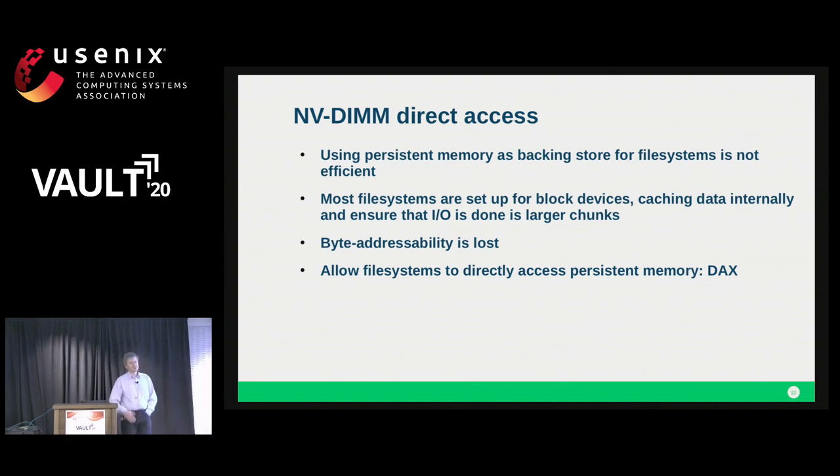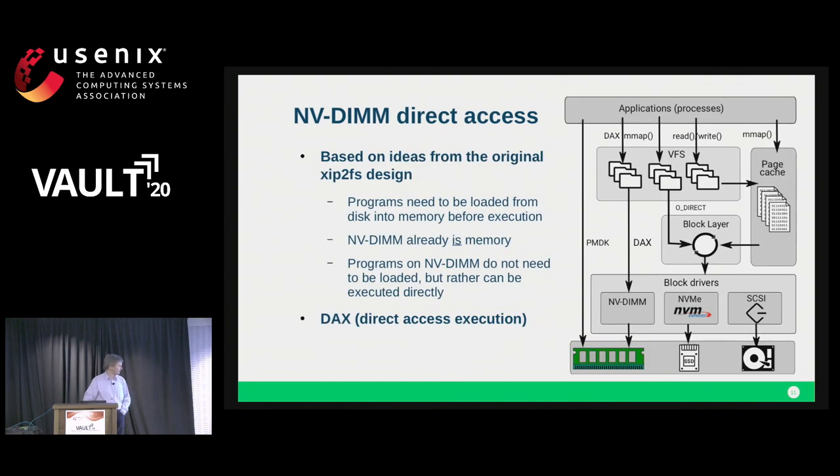So to allow file systems to actually make use of NVDIMMs and the byte addressability, they put something in called DAX. This one is based on the ideas from the original XIP file system created by the mainframe folks. They did a very similar thing because the mainframe at the time had a peculiarity allowing you to expose some storage from the hypervisor into the guest as a fast backing device.